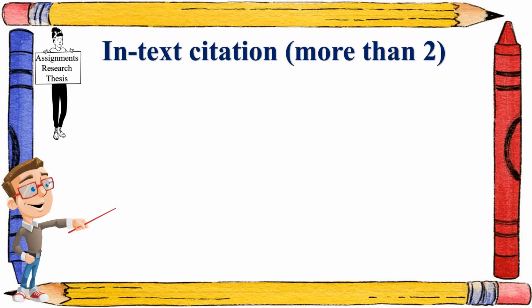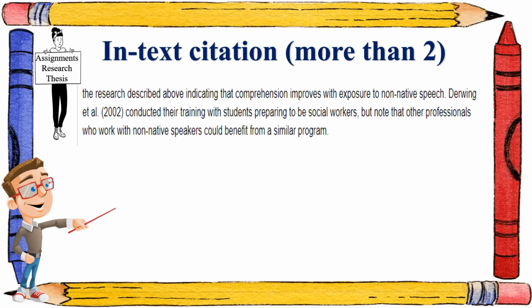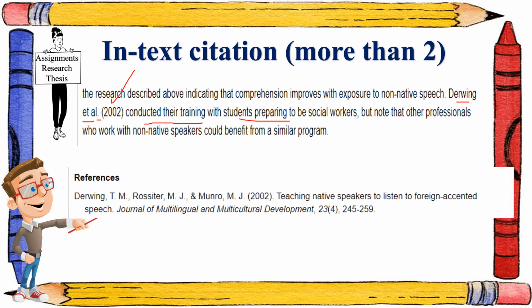So let's see the in-text citation of more than 2 authors. So if there are more than 2 authors, how will you write it? Here you can see Derwing et al., full stop, and then 2002 in brackets. So et al. means that there are more than 2 authors. So this is the way to write the in-text citation for more than 2 authors, conducted their training with students, blah blah blah. So how will you write it in reference? So this is the way to write in reference.